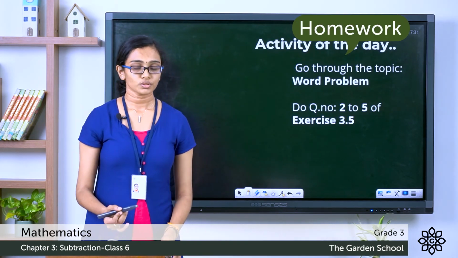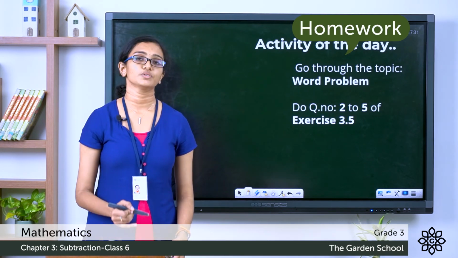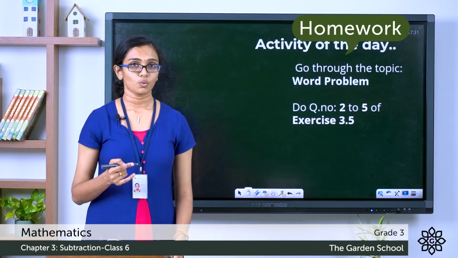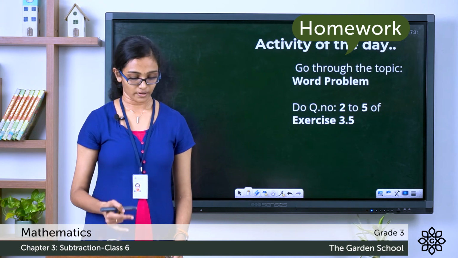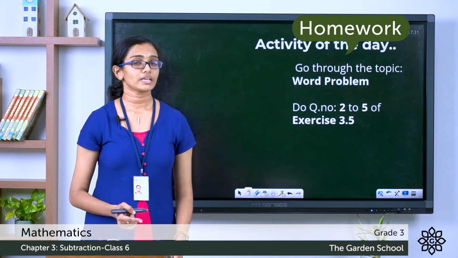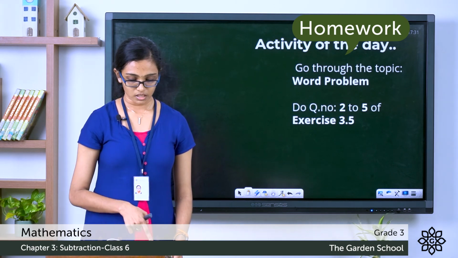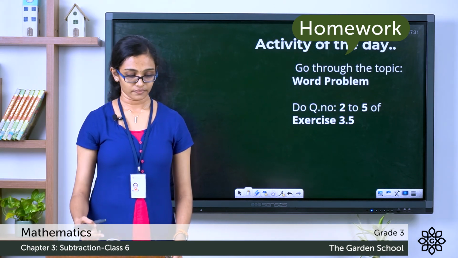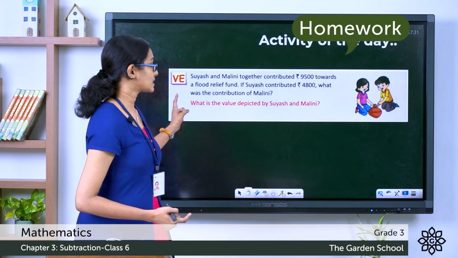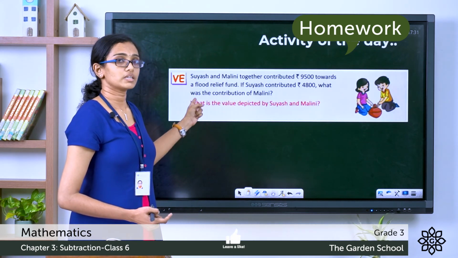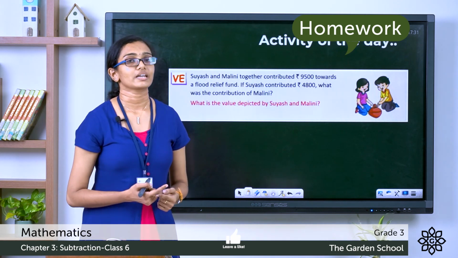You have to go to this topic, word problems, which is on page number 44 of your textbook. Once you do that, you have to move on to exercise 3.5 on the same page. The first question we have already discussed in the class. You have to do question numbers 2, 3, 4 and 5, and below that you can see this box. There is one more question given there. Please go to that question also and do accordingly.